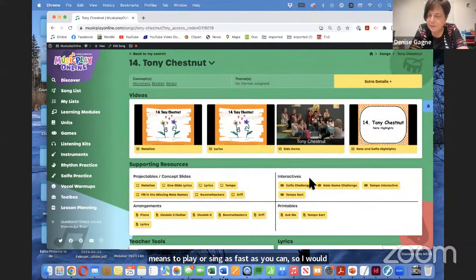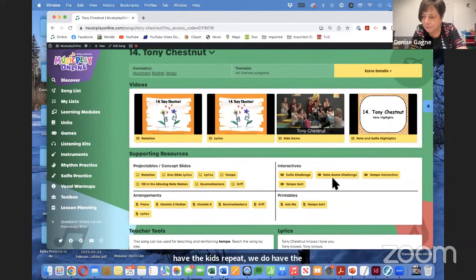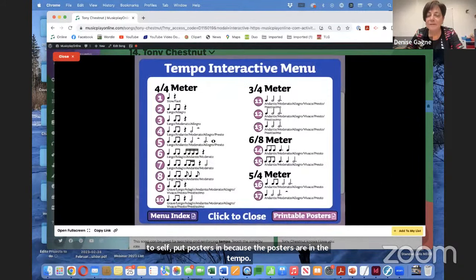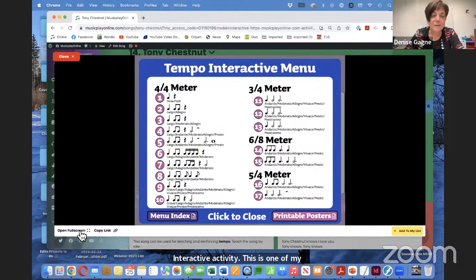We do have the tempo posters. We should actually put them in here. Gonna make a little note to self, put posters in. Because the posters are in the tempo interactive activity. This is one of my favorite interactives on the whole site.